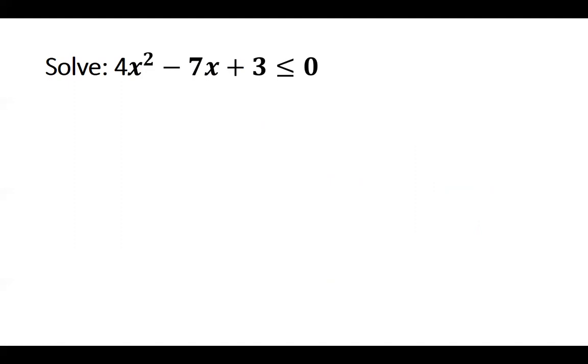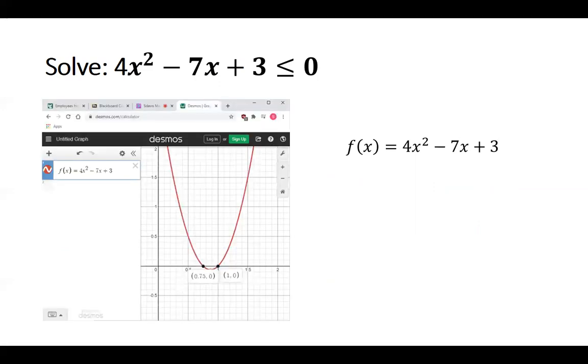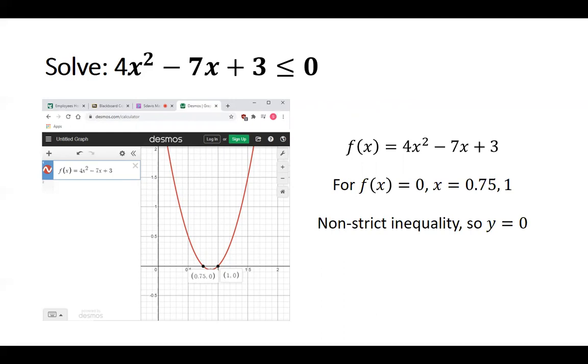So we have 4x squared minus 7x plus 3 less than or equal to 0. So the function f of x is equal to 4x squared minus 7x plus 3. So I graph it again. I use Desmos.com. And we see that it crosses the x-axis at 0.75, 0, and 1, 0. It's not a strict inequality. It's less than or equal to 0, so y can be equal to 0, so we're going to include those points. And we're looking for where it's less than.